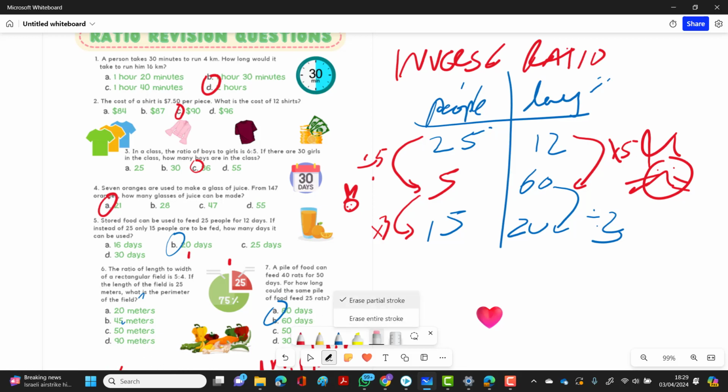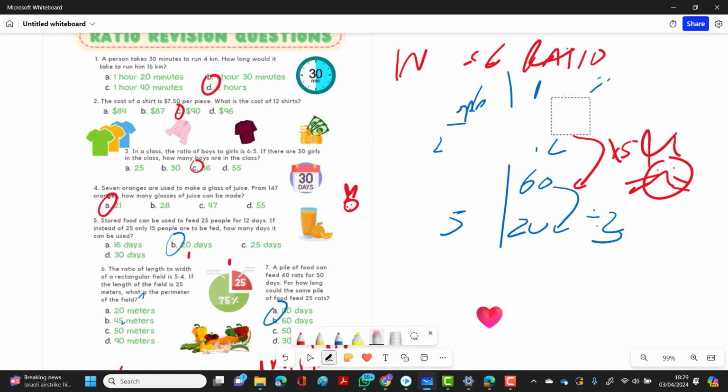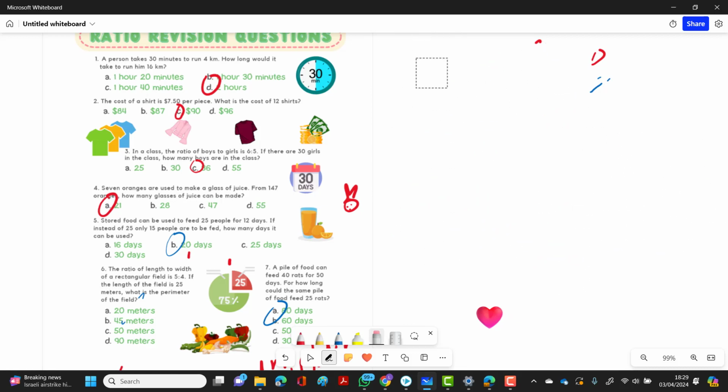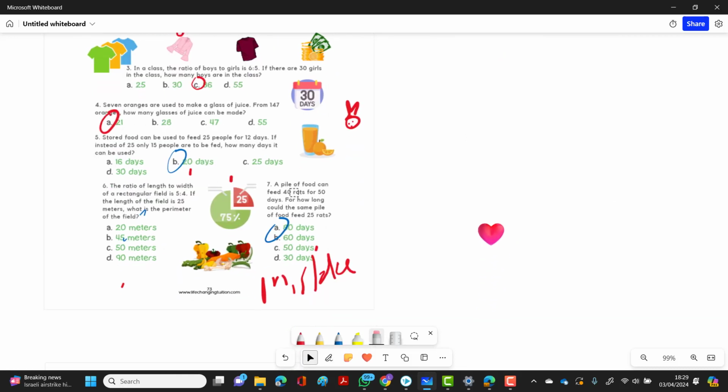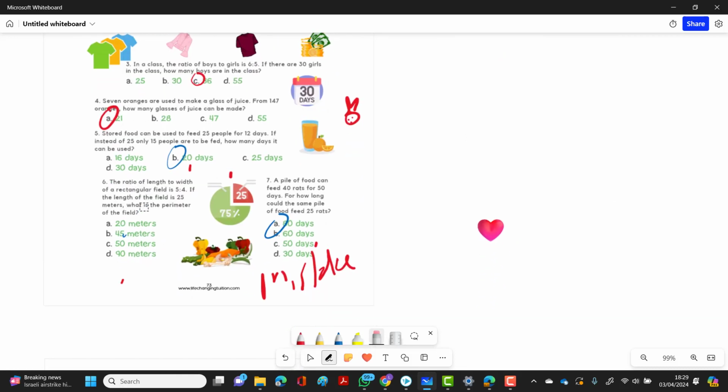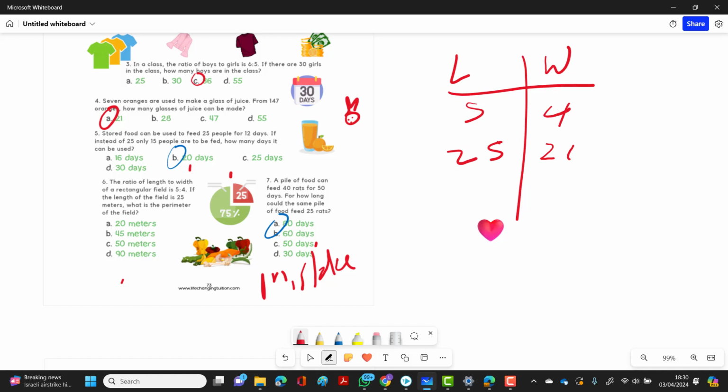Okay, so let's work this out. The ratio of length to width of a rectangular field, number 6, is 5 to 4. The length of the field is 25 meters. What's the perimeter? So we're doing length to width, 5 to 4, and the length is 25, then the width is going to be 20.